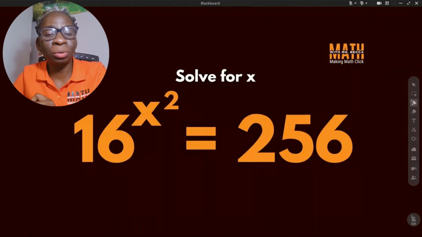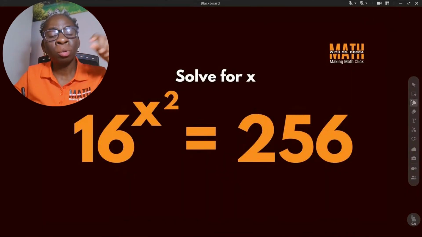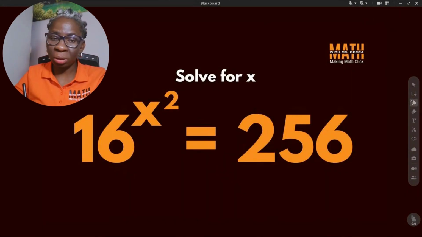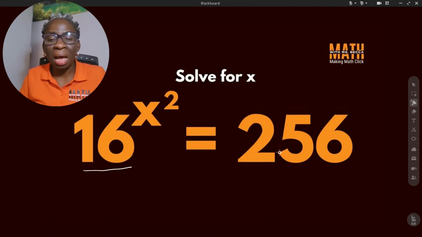Let's solve this equation together. How do we solve for x here? We have 16 power x squared on the left hand side, and then we have 256 on the right hand side. So if you look at both sides, you realize that we have this 16 and then 256.